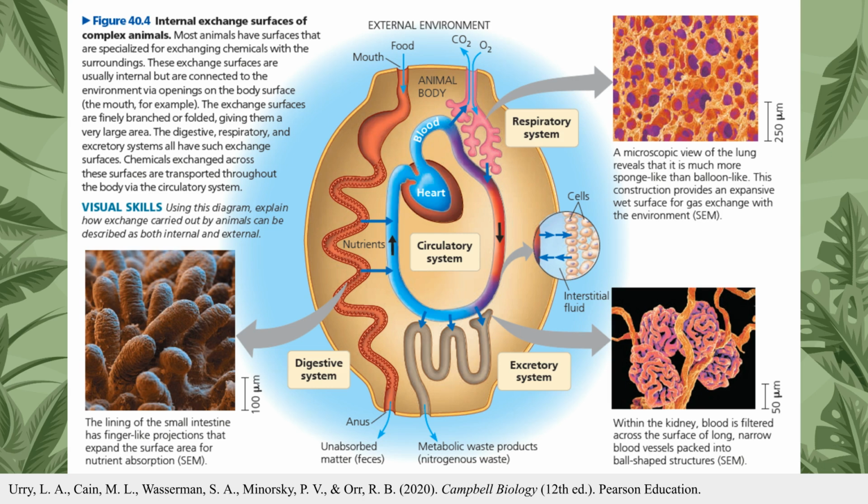Because most cells are not in direct contact with the environment, complex animals rely on specialized internal exchange surfaces. These include the digestive system for nutrient absorption, the respiratory system for gas exchange, and the excretory system for waste removal. These surfaces are thin, moist, and highly folded to maximize surface area. The circulatory system connects all these exchange surfaces. The heart pumps blood to carry oxygen and nutrients from the exchange surfaces to body cells, and to transport carbon dioxide and metabolic waste away from cells for elimination.